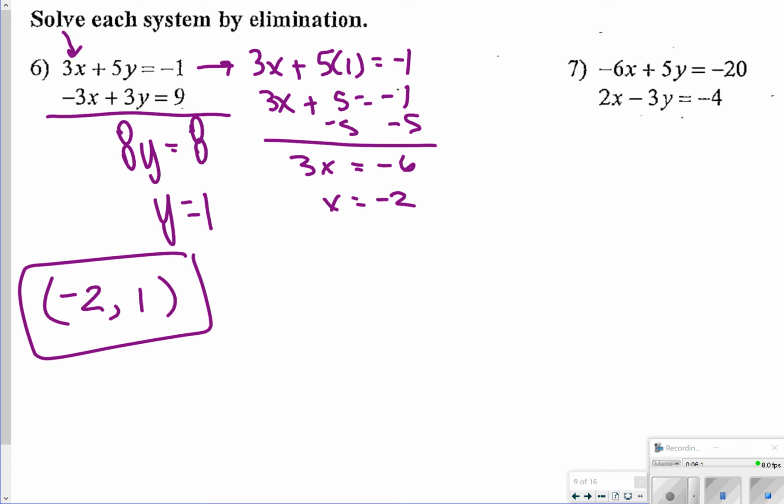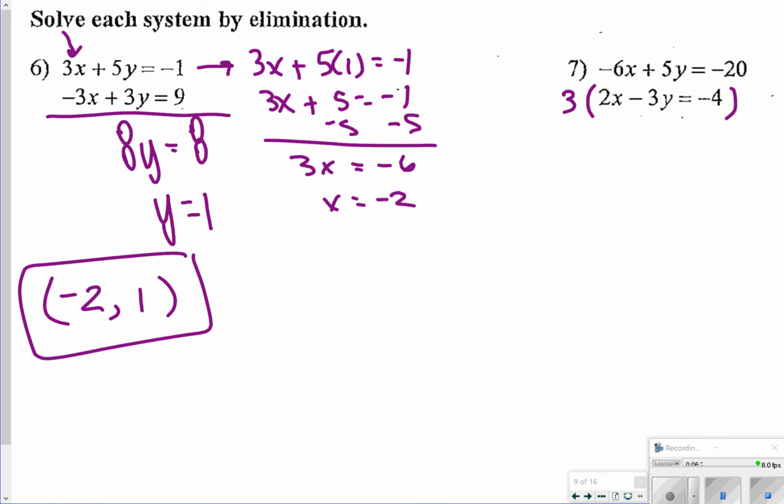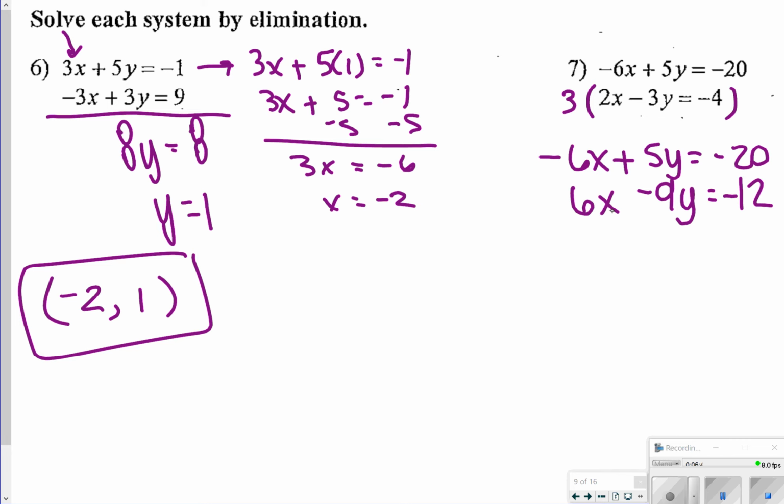For number 6, I see that I could probably just multiply this piece by 3 to get that 6 and negative 6. If I do that, my first one stays the same, negative 6x plus 5y equals negative 20, but my second one changes to positive 6x minus 9y equals negative 12. These x's cancel out, so I get negative 4y is equal to negative 32. Divide both sides by negative 4, and I get y is equal to 8.